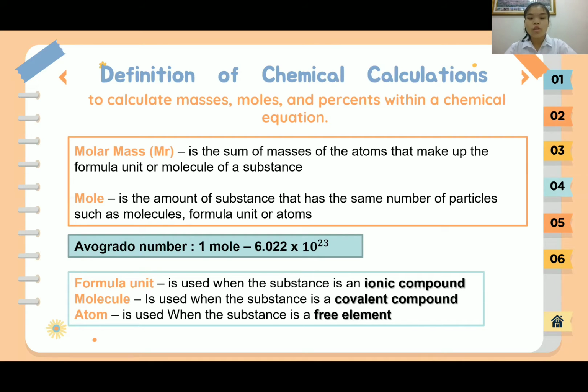Next is mole. Mole is the amount of substance that has the same number of particles such as molecule, formula unit, or atoms. There will be Avogadro number where 1 mole is equal to 6.022 times 10 raised to 23. Formula unit is used when the substance is an ionic compound. Molecule is used when the substance is a covalent compound, and atom is used when the substance is a free element.